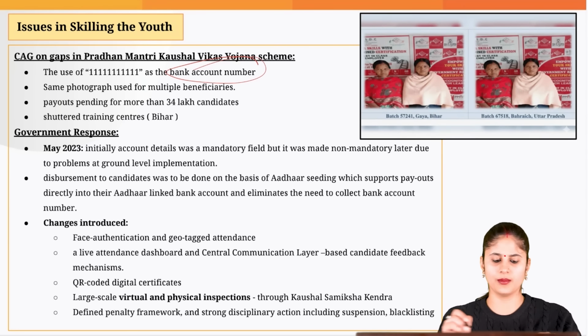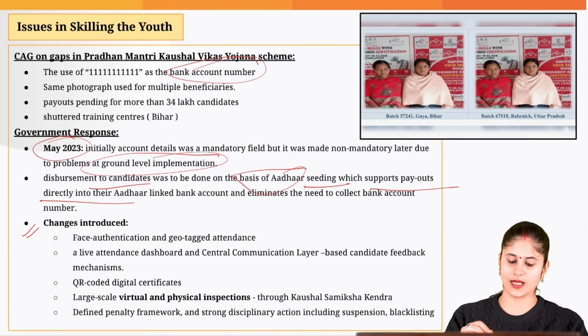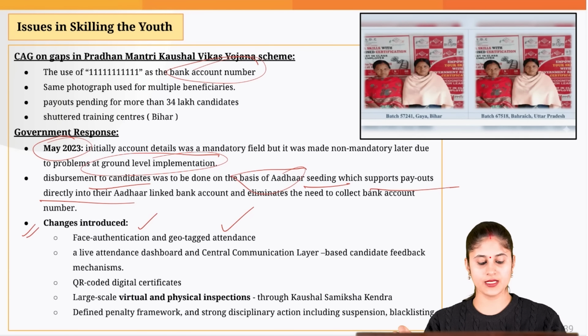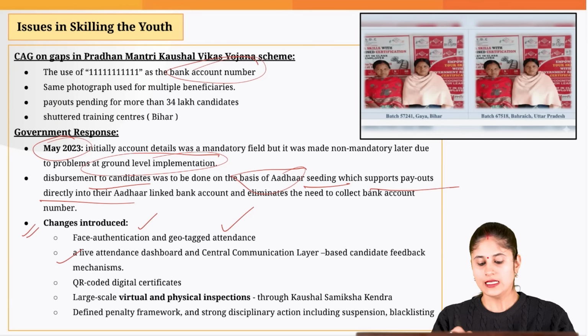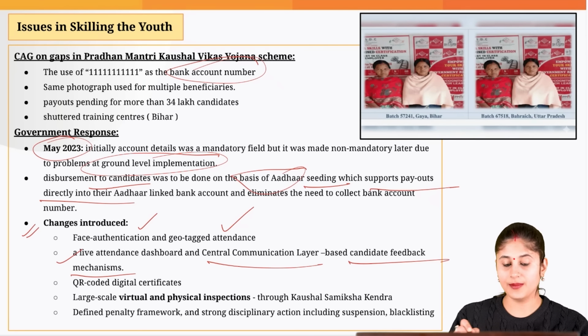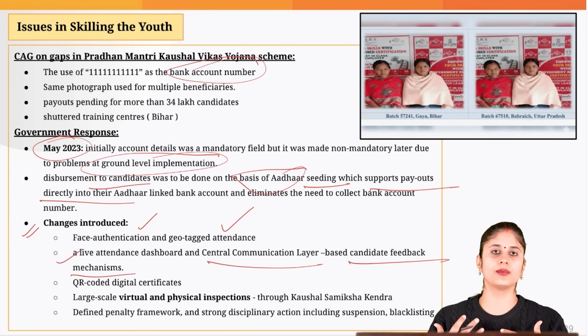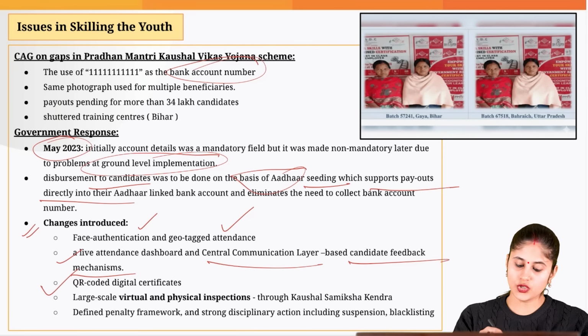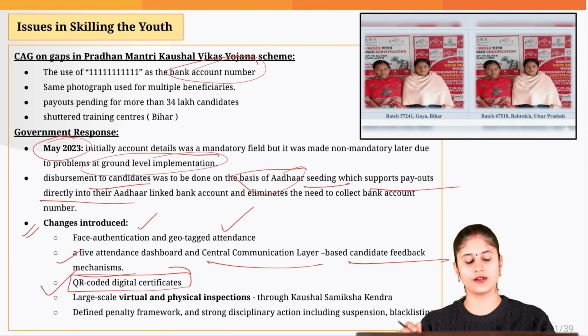Alright. And then various other changes were introduced by the government using advanced technology. For example, we went with face authentication technology, geotagged attendance, a live attendance dashboard, and a central communication layer based candidate feedback mechanism, so that we can know from the candidates how we can further improve the program. Then QR-coded digital certificates, so that nobody is able to come up with false certificates.